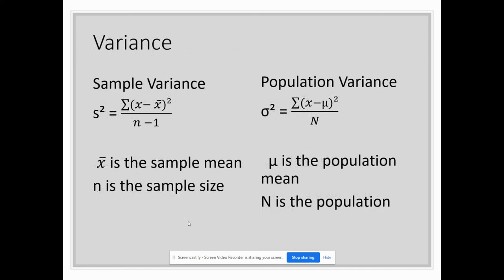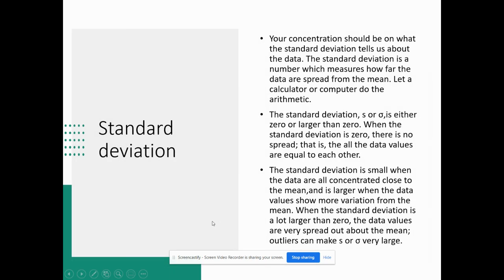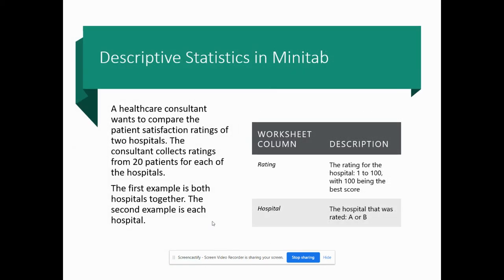Another thing we might use is called variance, and we won't really get to variance until we do ANOVAs. But the variance is the square of the standard deviation. And again, you can have a sample variance or a population variance. Okay, so that was standard deviation and variance, and I'm going to keep going in a minute and show you how to put these in Minitab.